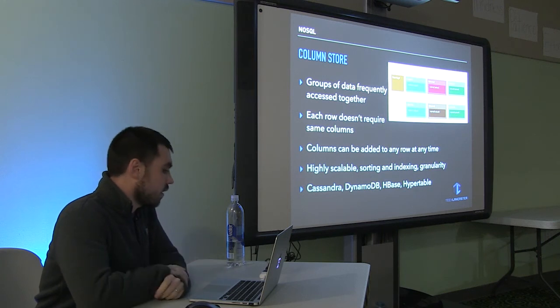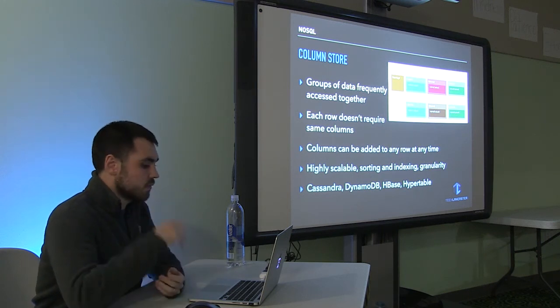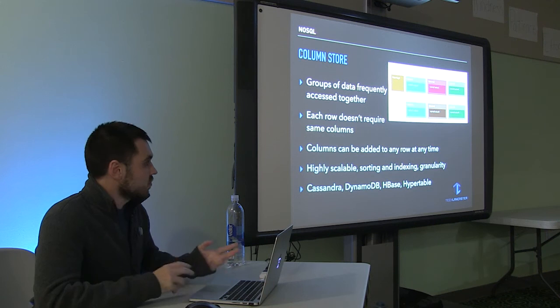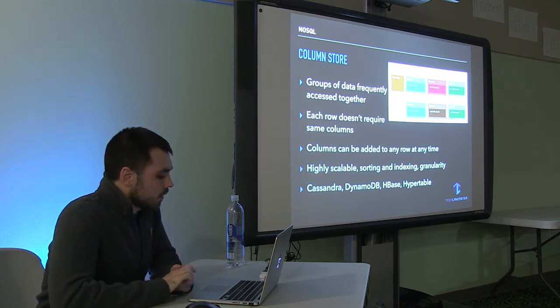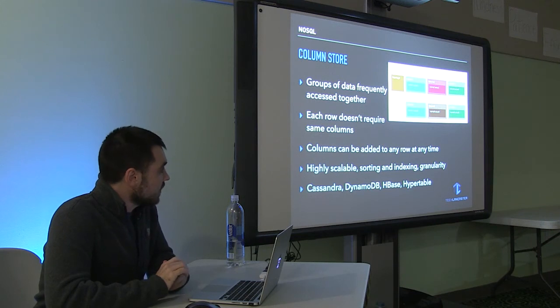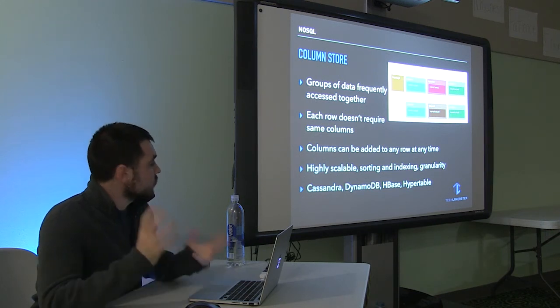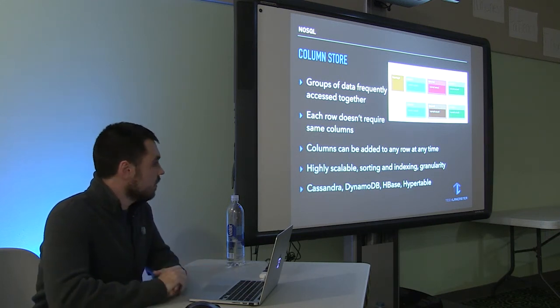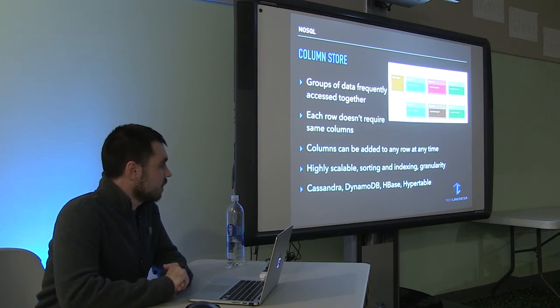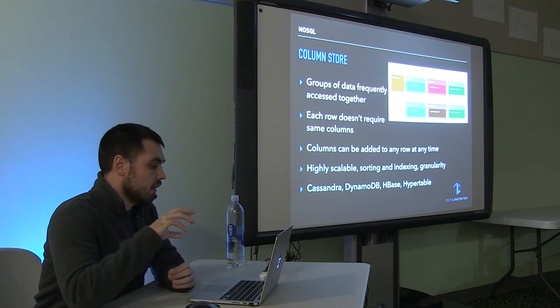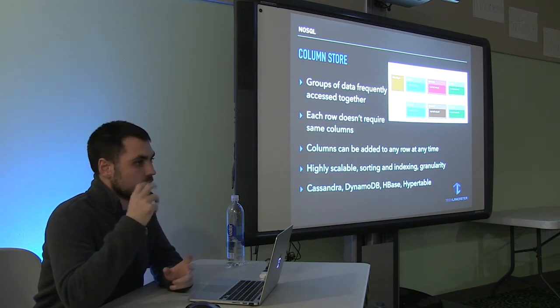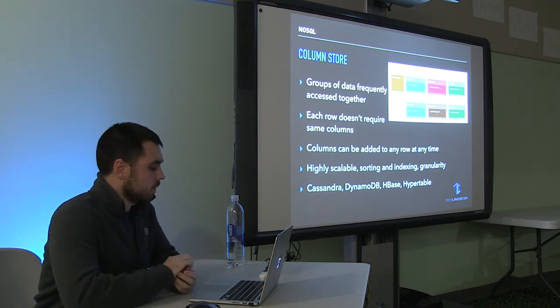Like I said, it doesn't require the same columns as the other rows. You can add and remove columns from any row at any time. So this is supposed to be one of the highest scalable data structures you can have in a NoSQL database. It's really good for sorting and indexing, and you get a lot of granularity because you can put as many columns in any row you want.